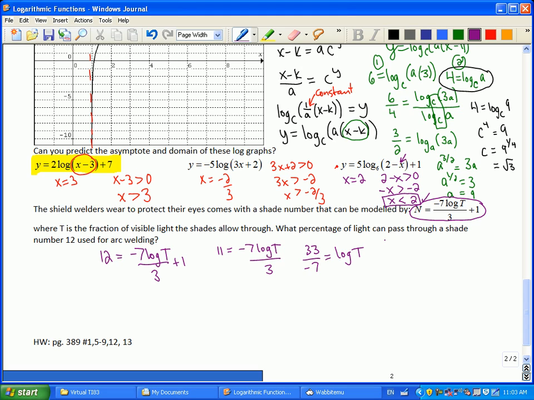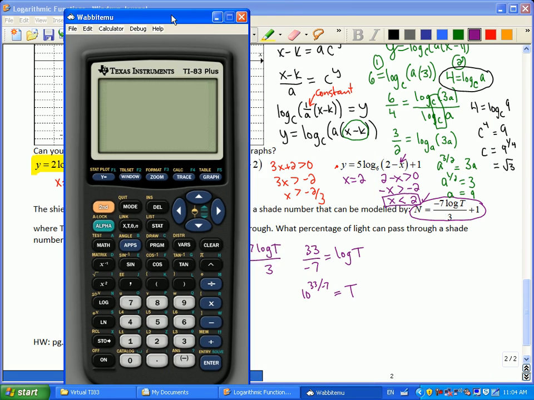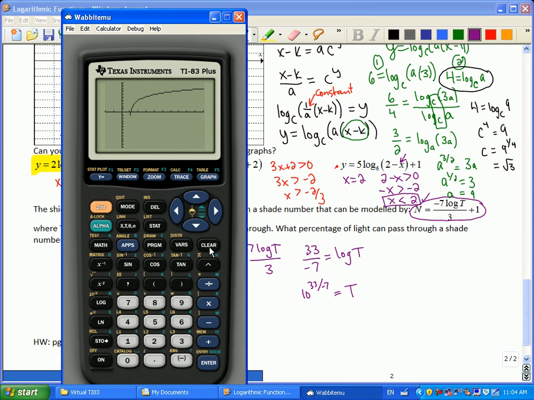What base is this in? It doesn't say. 10. Yeah, good. When it doesn't say, that's the common log, we always assume it's log base 10. So I'm going to rewrite this expression then. 10 to the 33 over negative 7 is the percentage of light that gets through. So now I just need my calculator to tell me that. So 10 to the negative 33 over 7. And the answer is not very much. 1.93 times 10 to the negative 5.